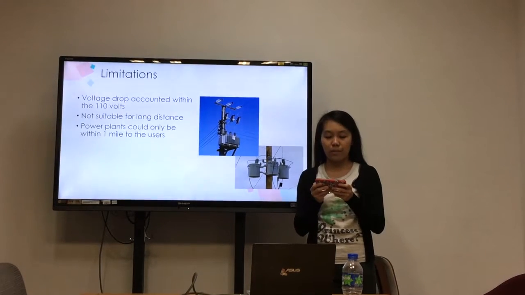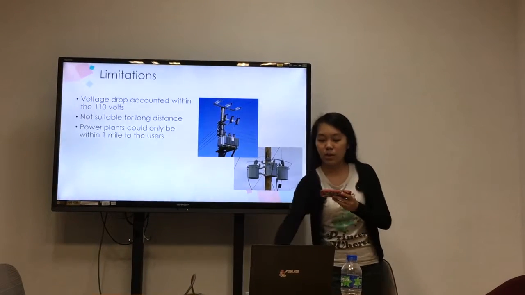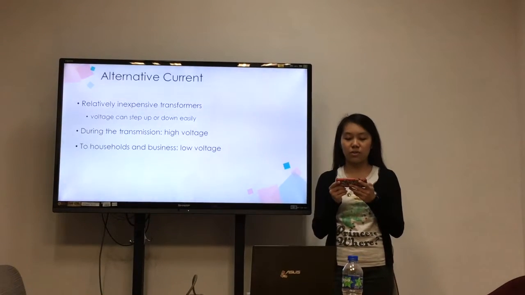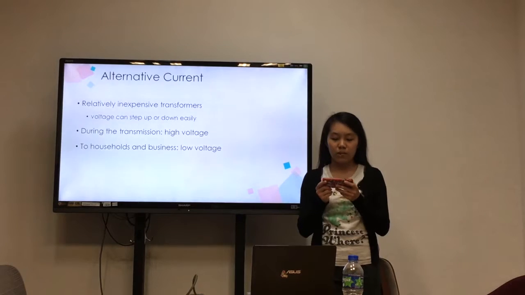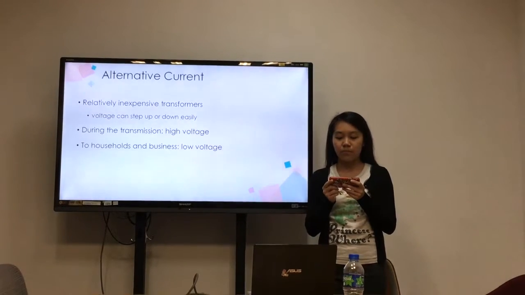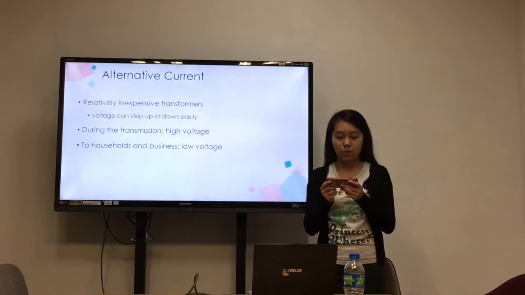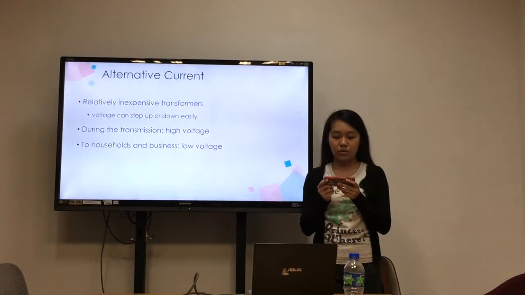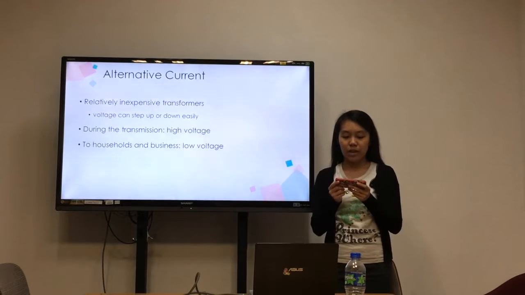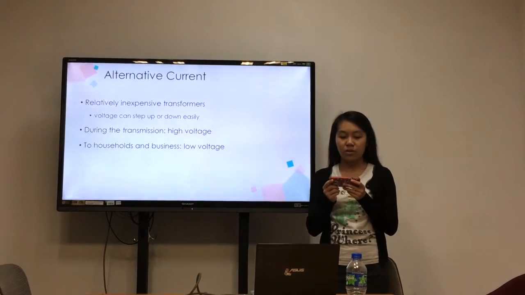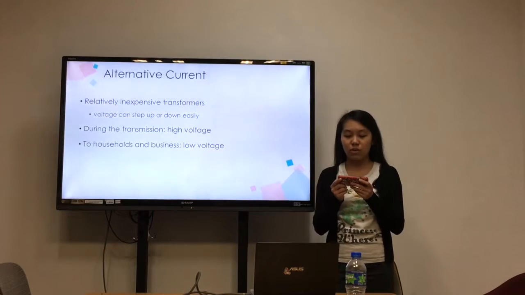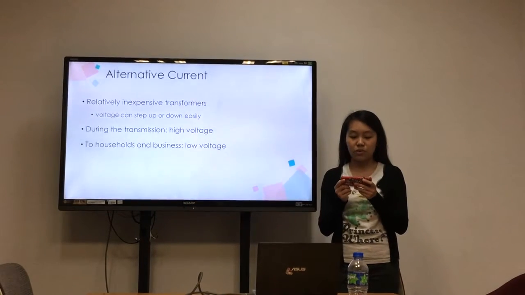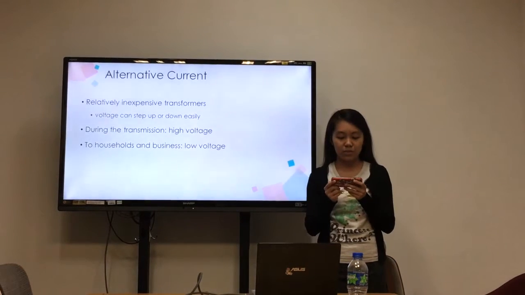So to cope with the limitations of DC, Nikola Tesla developed the alternating current AC electricity system. With relatively inexpensive transformers, it allows voltage to step up or down easily from the plant to its users over long distances. Higher voltage is delivered during the transmission from the plant to ensure stability, and at last, it is transformed to a lower voltage suitable for households and businesses.